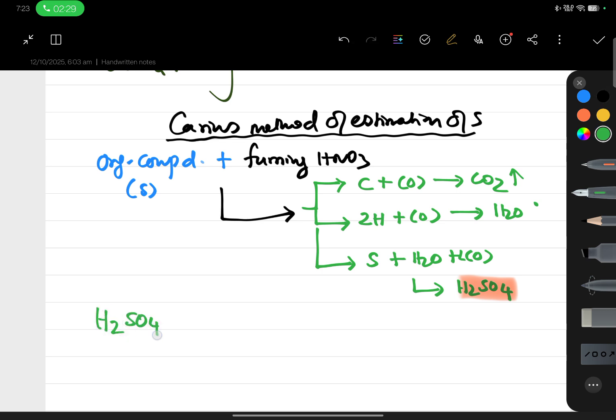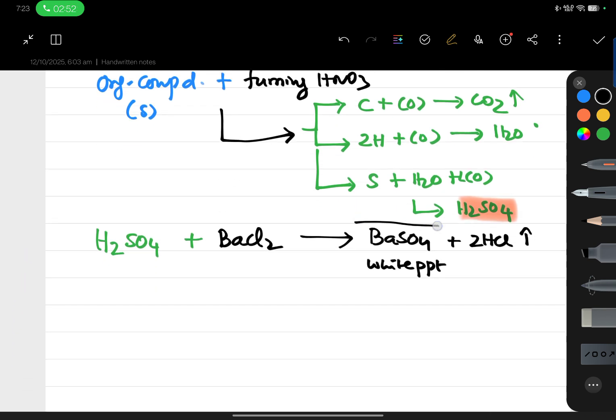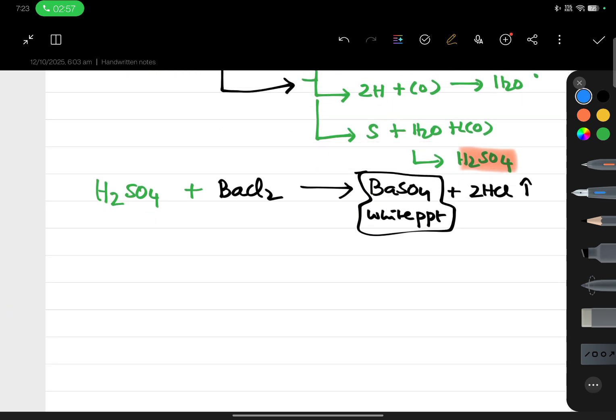What is step number 2? The sulfuric acid will be treated with the colorless barium chloride solution. It gives you barium sulfate, which is a white precipitate, plus you have 2 moles of HCl, which also gets exhausted, in the sense it will also be vaporized. So finally what do you get? You get the white precipitate of barium sulfate. Everything will be done in a small test tube and encapsulated in this form.